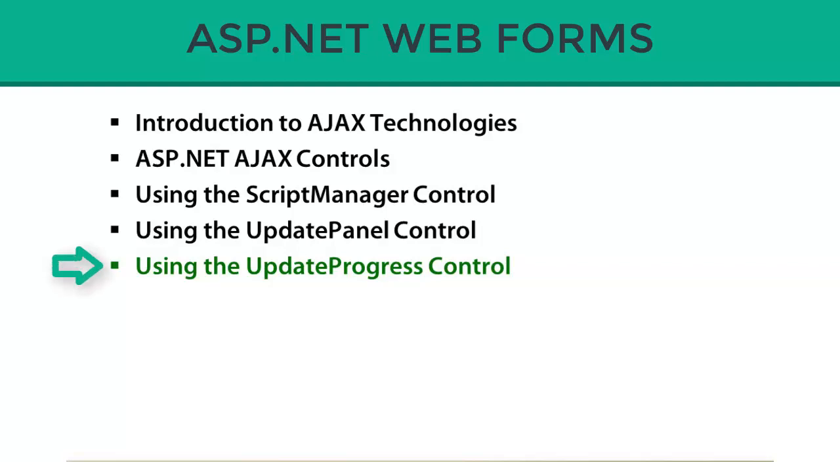The final control that we'll talk about in this module is the update progress control. This control, like the update panel, is very simple to use and very effective for notifying your users as an AJAX call is starting and as it completes.